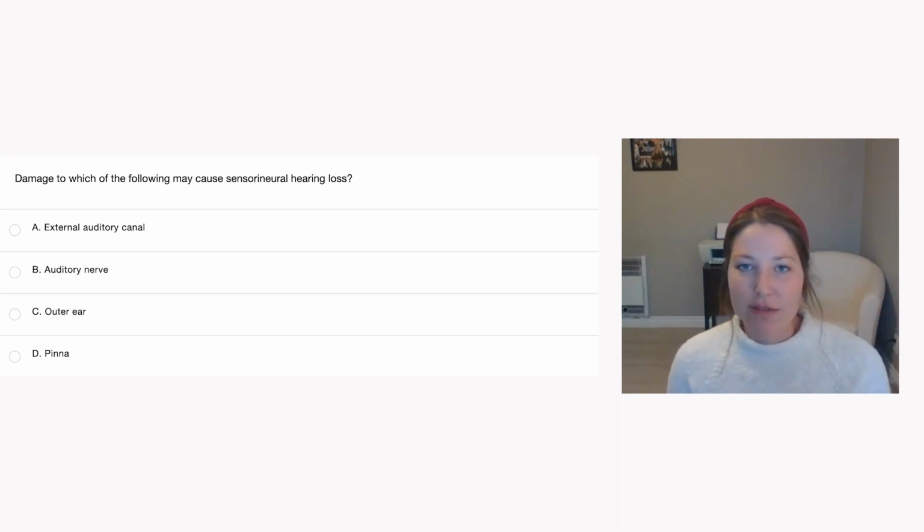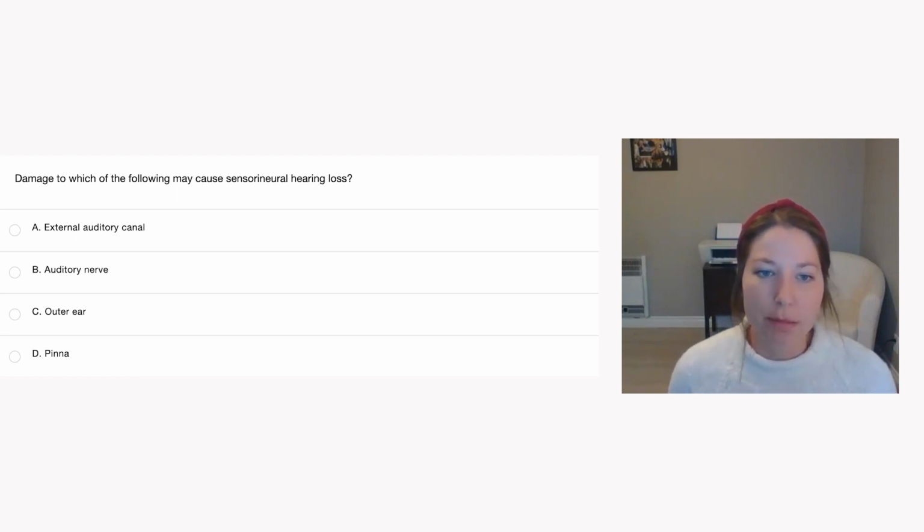So just think about different ways to remember some of these words. Give yourself a visual in your head that will help you remember some of these really important things that we need to know.